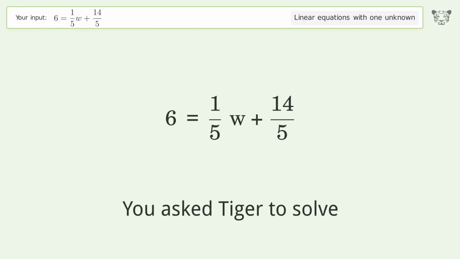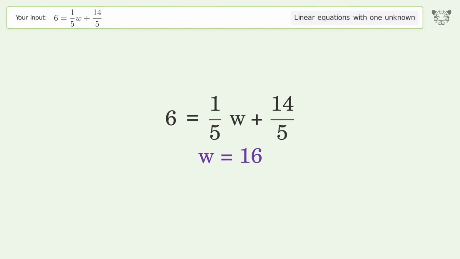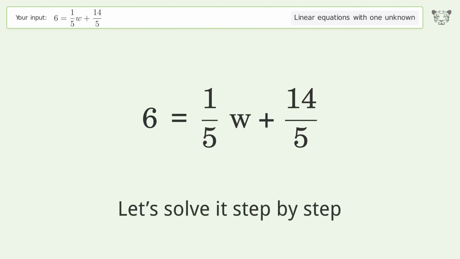You ask Tiger to solve this. This deals with linear equations with one unknown. The final result is w equals 16. Let's solve it step by step.